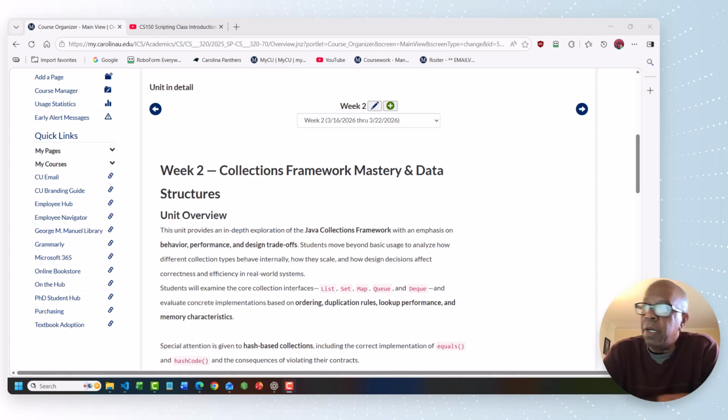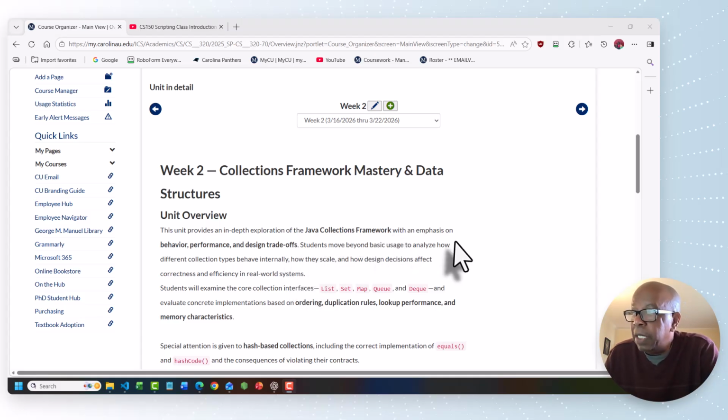In week 2, we're going to be talking about collections framework mastery and data structures. In this unit, we're going to do a deep dive exploration into the Java collections framework. What's in it? Why use it? We'll be talking about all that with emphasis on behavior: how should my application behave? What performance criteria do I want? And how does the collections framework help me in performance? And design trade-offs: if I do it this way, I'm going to get this type of performance; if I use it another way, it's going to be another type of performance. So looking at that framework, these 3 items, we're going to be looking at how we put those in the most efficient manner.